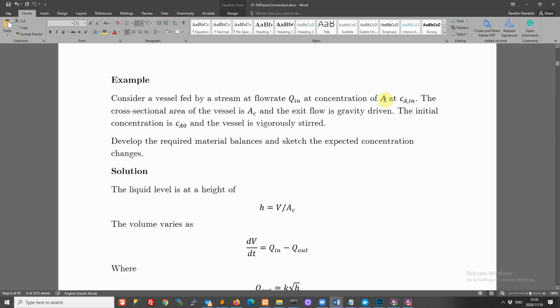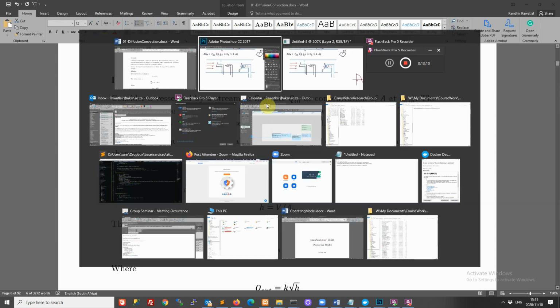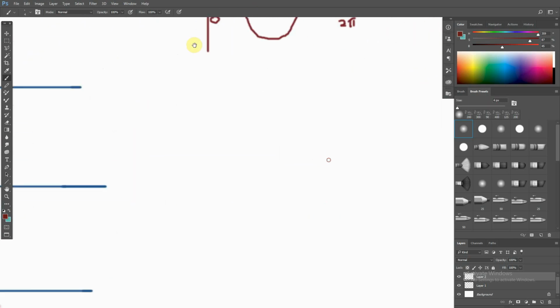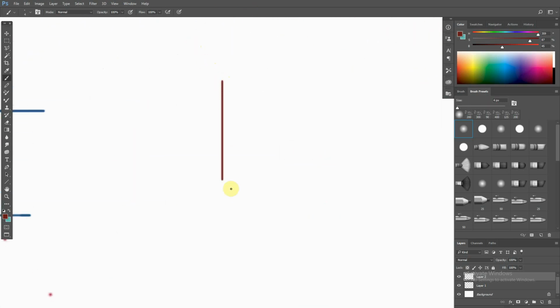Here's another example which we'll work through in more detail. Here we have a fluid that's fed by a flow rate Q in. So we have a vessel. Let's sketch it. We've got some vessel here, and it's fed by a stream with flow rate Q in.